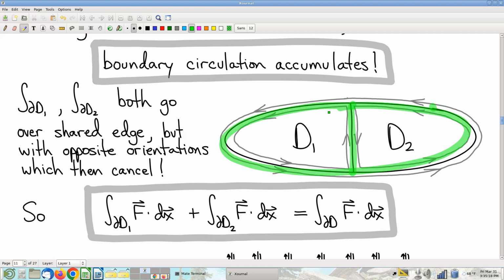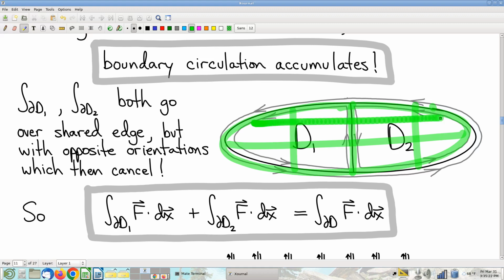the area, chopping up the area into little pieces. So I want to think of boundary circulation because it is accumulating over the area. I want to think of it as actually being on the area, that it is a property of the area.